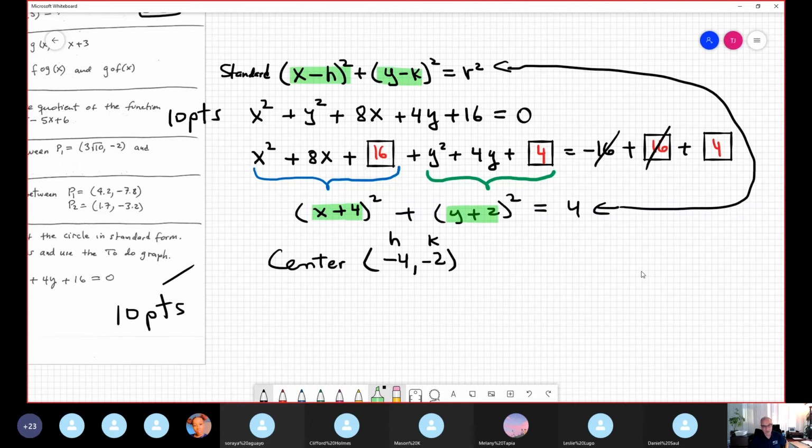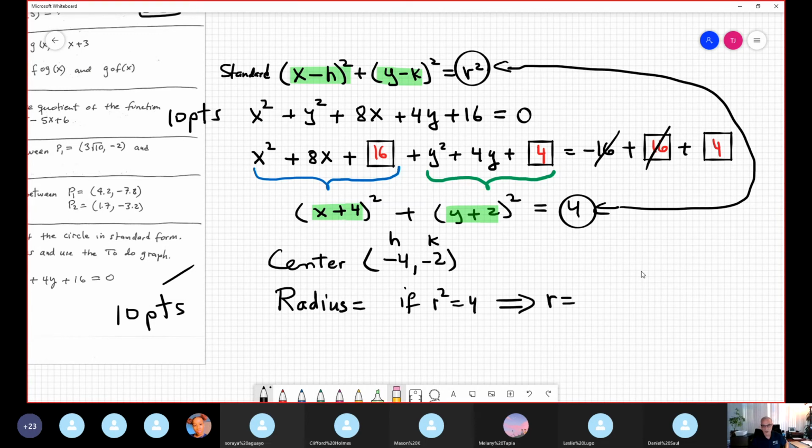Okay, the shortcut to understand this is opposite sign. Opposite sign, you see in the equation positive, and in the point you have negative. And what about the radius? Well, the radius is this guy. I know the radius squared in our example is 4, so r is the square root of 4. Okay, because we have all the information we need to do the graph.